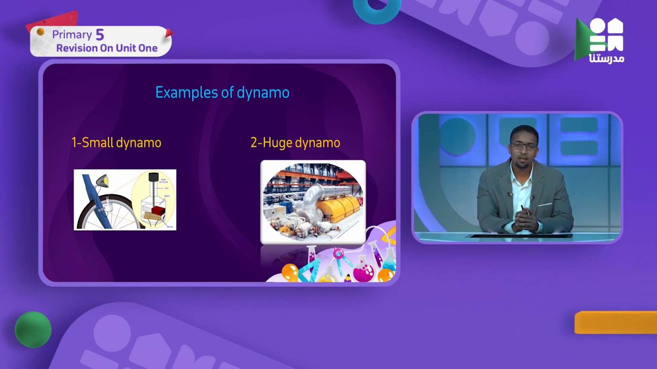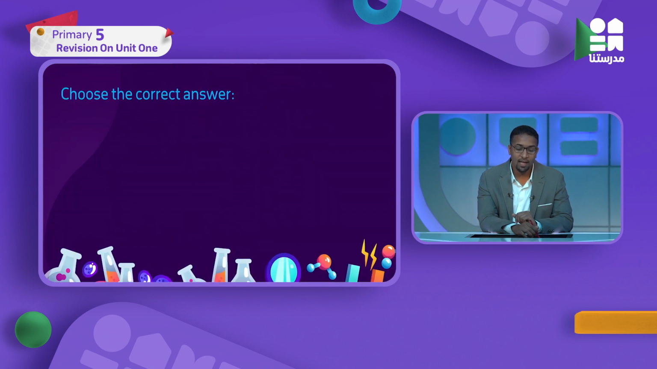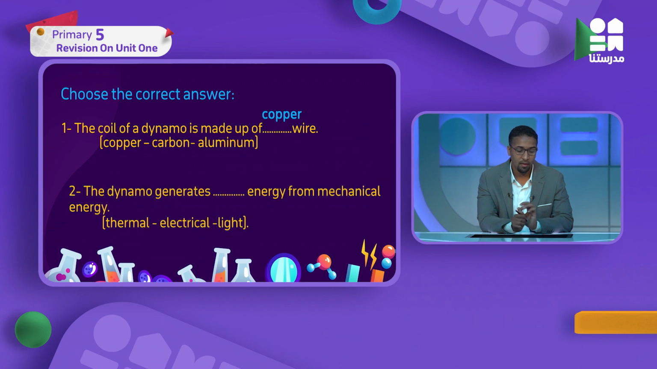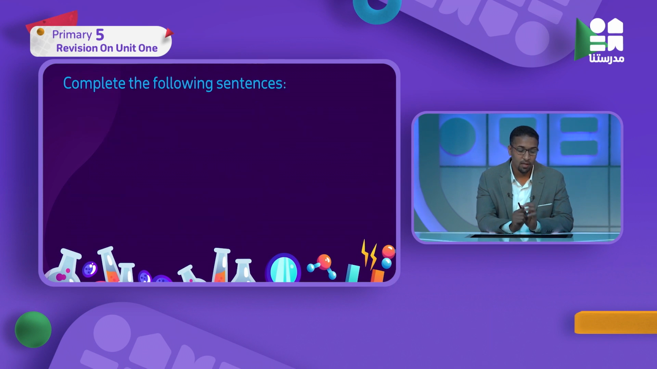So let's answer some questions on this lesson. Choose the correct answer. The coil of dynamo is made up of wire made up of what? Copper, carbon, or aluminium? Of course, made up of copper. The next one, dynamo generates energy from mechanical energy, generating electric energy. So electrical energy. Complete the following statements.